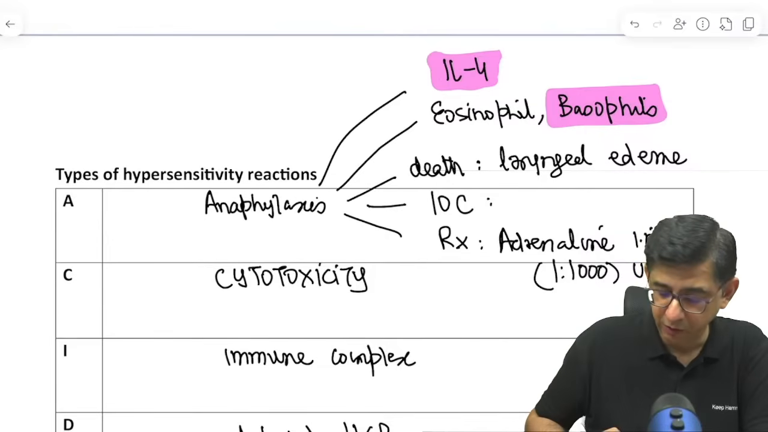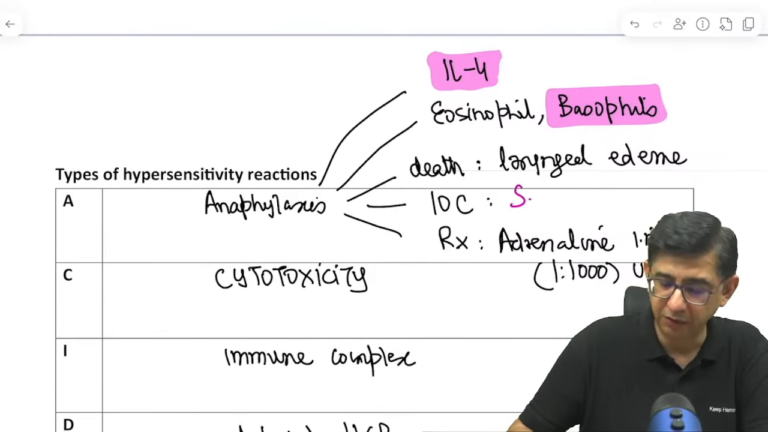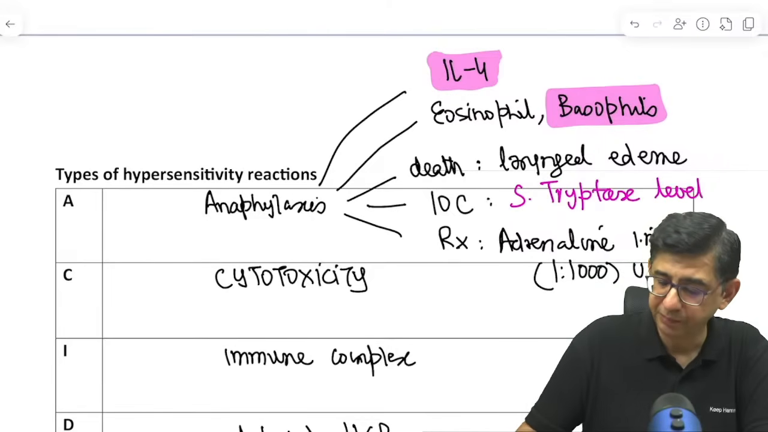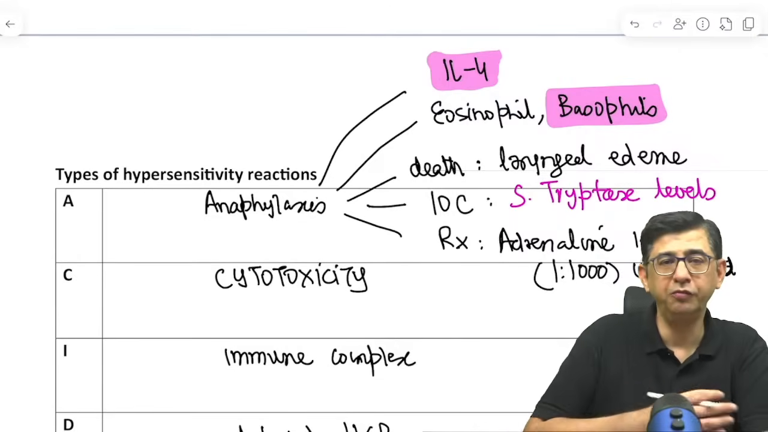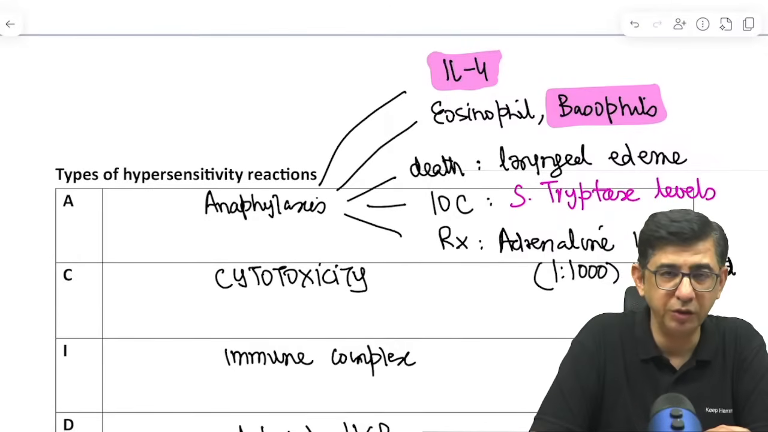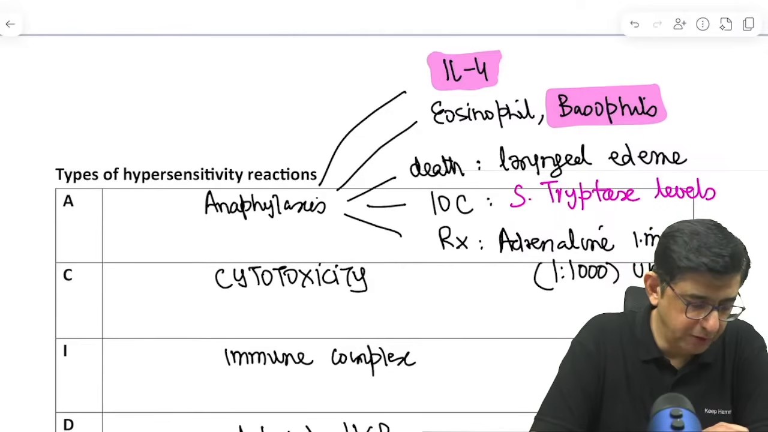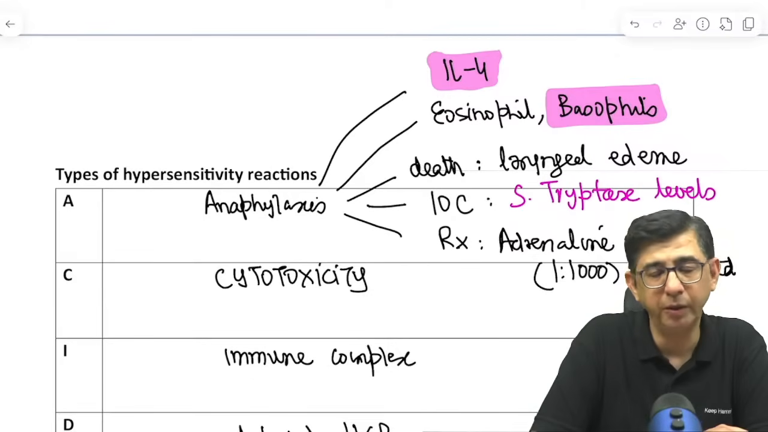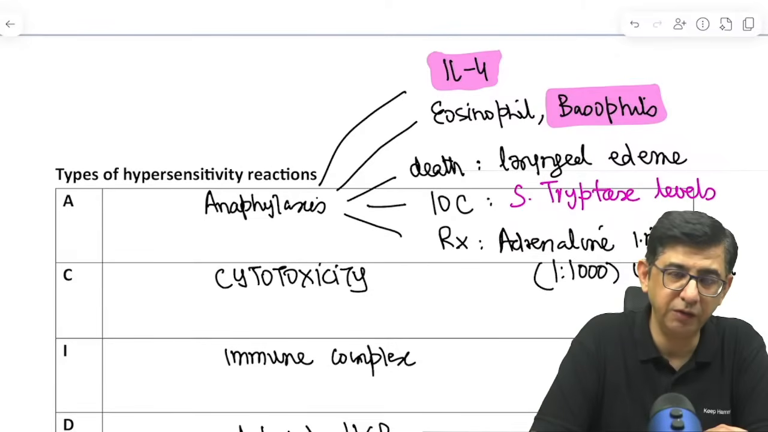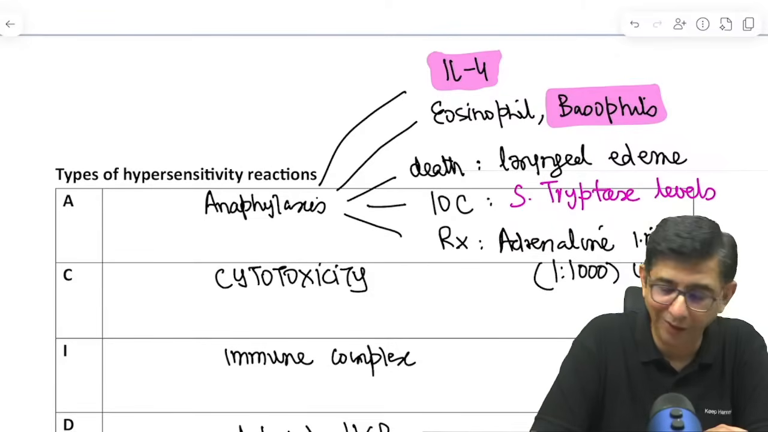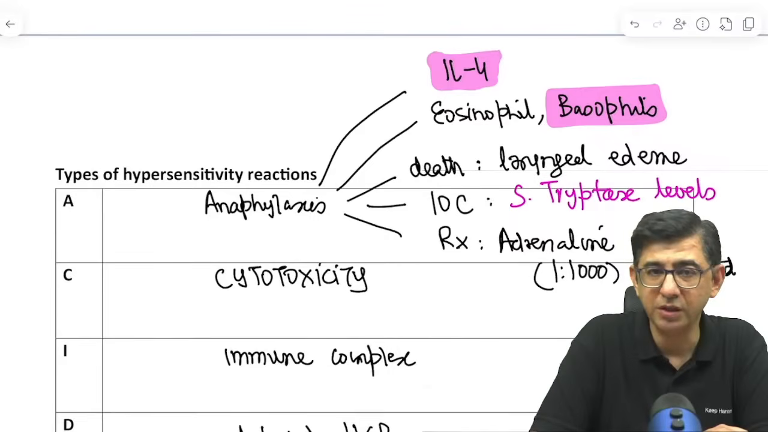The test for diagnosis never came up in the discussion anyway, so I hope that you guys are familiar with it. The test would be called serum tryptase levels. There are 5 questions that I've covered. I'll just say the questions once again. Basophil mediated interleukin 4 release, and this will cause laryngeal edema. The main test for confirming the diagnosis is serum tryptase levels, and the treatment we give is undiluted adrenaline, 1:1000 concentration.